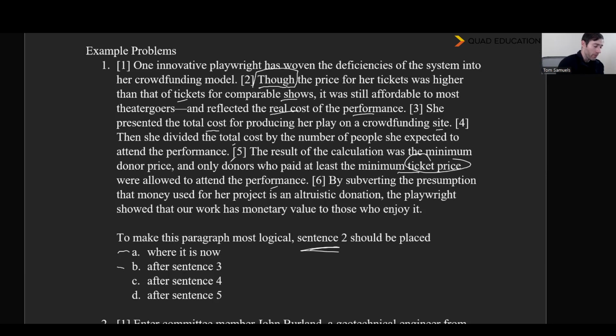So we can see by looking at the key pronouns and time markers here that after sentence 5 makes the most sense because we haven't talked about tickets until after 5, and we can't put it any later. Okay, let's clear this one out, and let's do the next one.